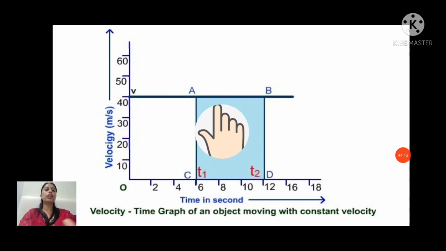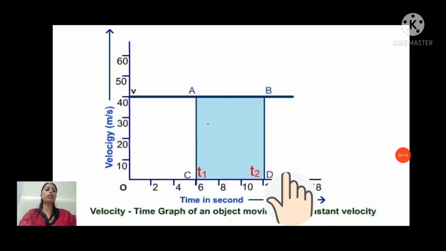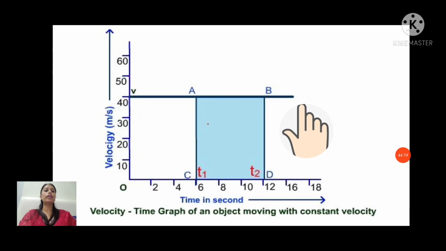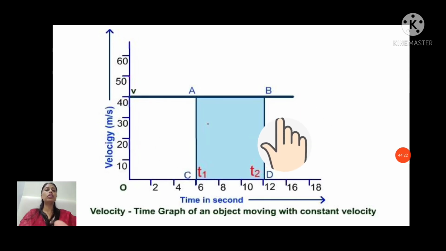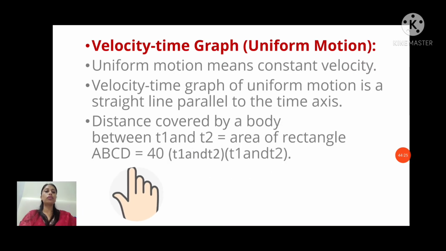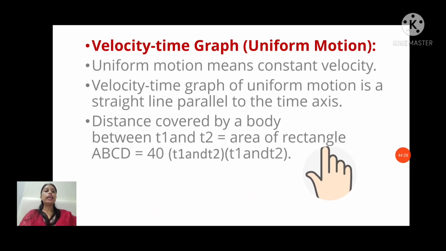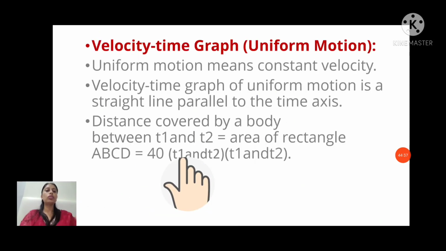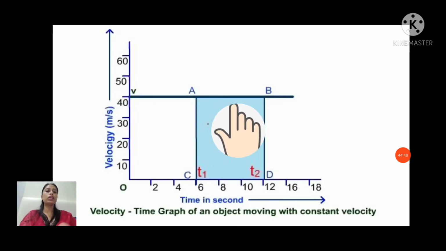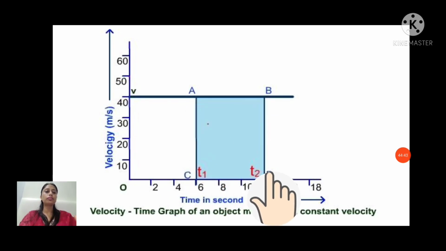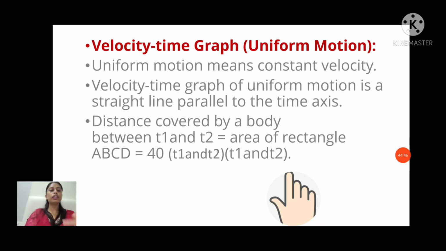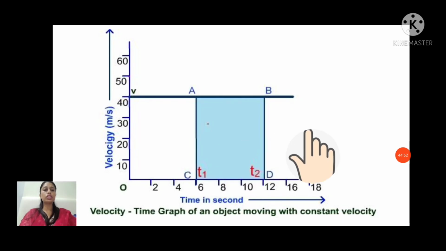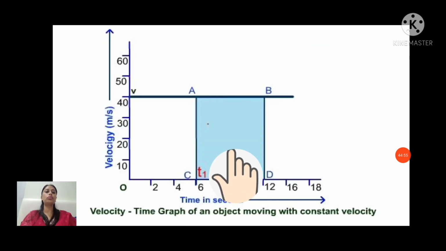So if you see a straight line parallel to the time axis, it is the velocity-time graph for uniform motion. And you can see the area of the rectangle. If you have to find the distance, you can find it by finding the area of the rectangle covered. You can see this rectangle ABCD. What will be the area? As we can see here, it is 40. There will be more detail about this, with derivation, so you can easily understand. But here we are just talking about the velocity-time graph for uniform motion.